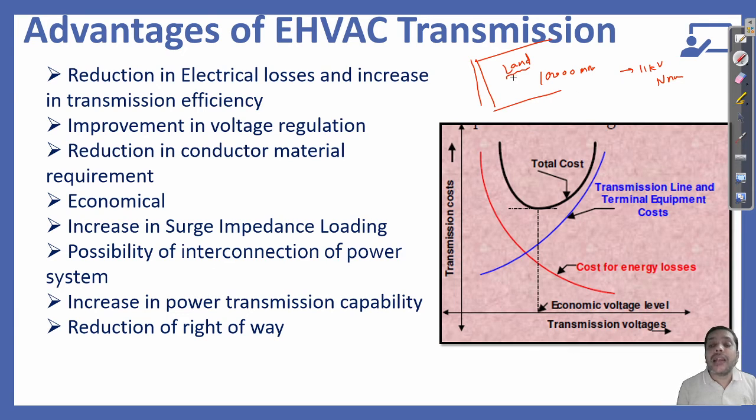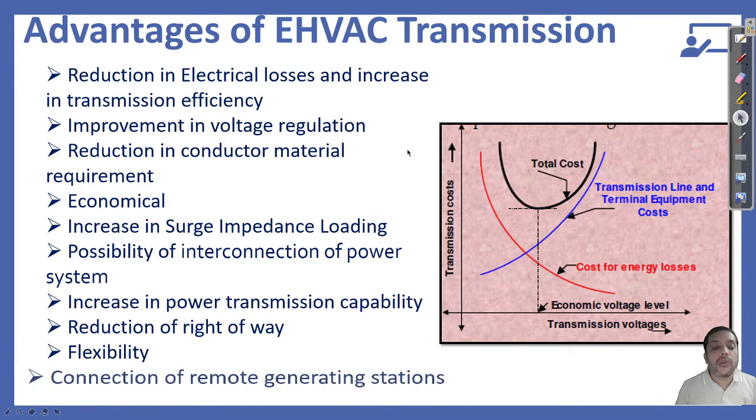So land acquisition will be a very big problem. We know that land acquisition will be a very big problem. So right of way will be the biggest problem if we use low voltage for the transmission line. For the high voltage transmission line we need fewer transmission lines, hence the right of way problem will be reduced, because we need less land for transmission of the same amount of power.